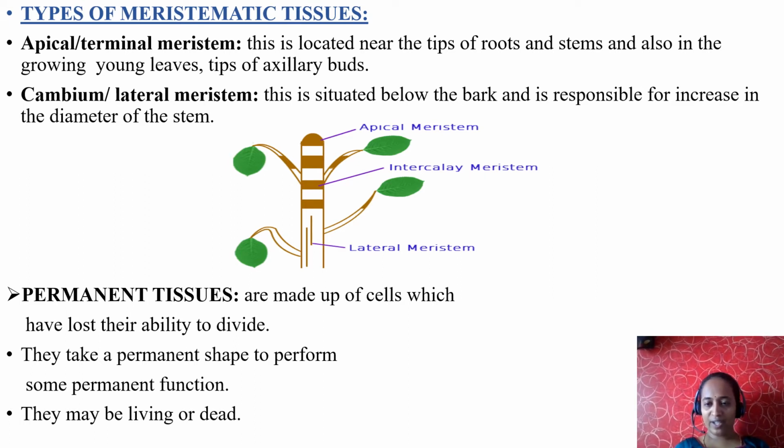After a few days or few weeks, meristematic tissues lose the capability of cell division and become permanent tissue. When meristematic tissue loses the capability of cell division, then it is called permanent tissue. These are made up of cells which have lost the ability to divide. They take a permanent shape to perform some permanent function. They do some function, but it is always constant, not cell division. Cell division is absent in permanent tissue. They may be living or dead. A few permanent tissues are living and a few are dead.